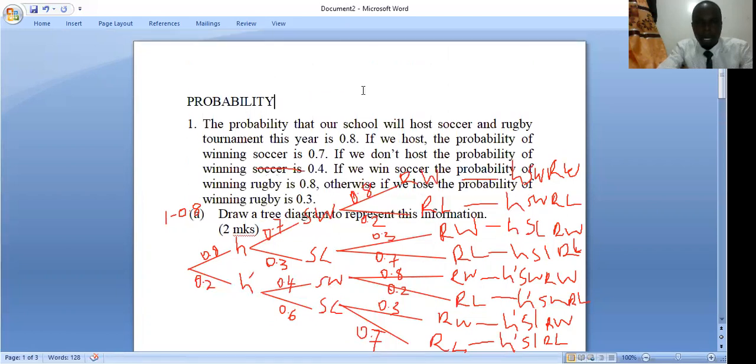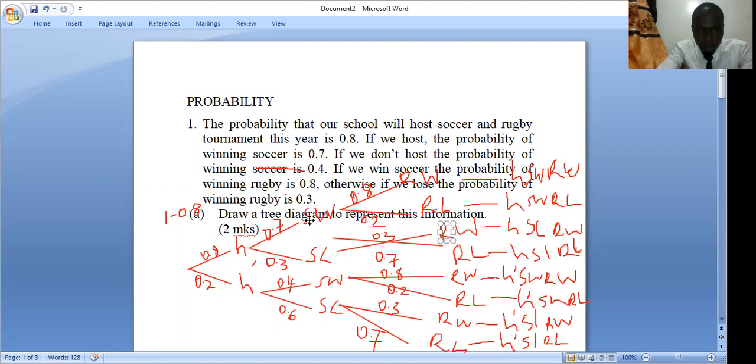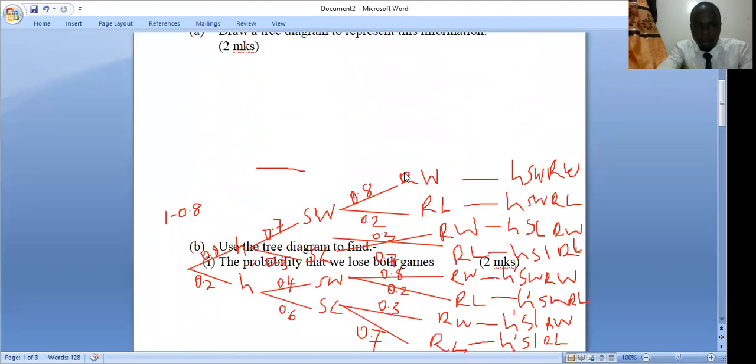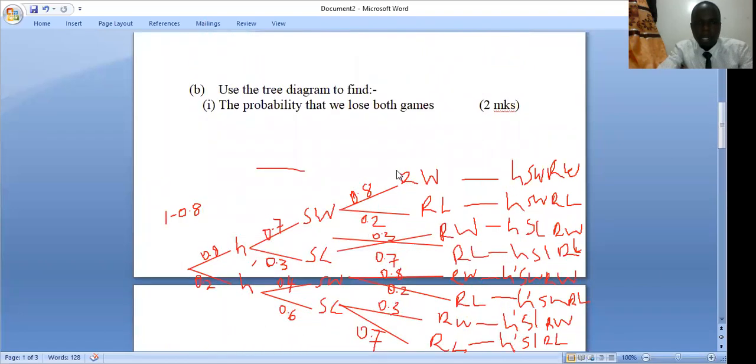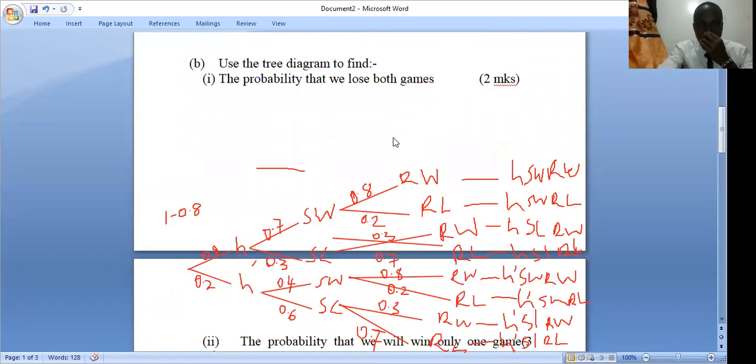I will try to move this one up so that we can have time. Use the tree diagram to find the probability that we lose both games. For us to lose both games, it means that we can lose both games either when we host or when we don't host. So the solution for this category is this.